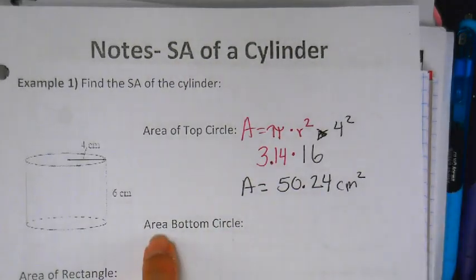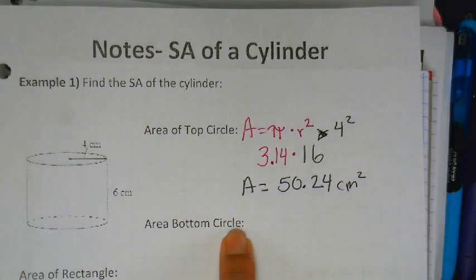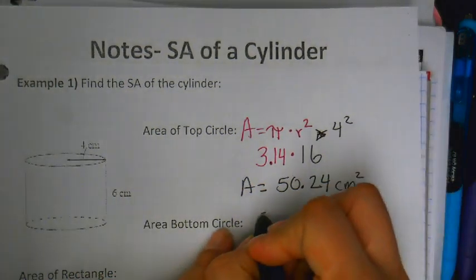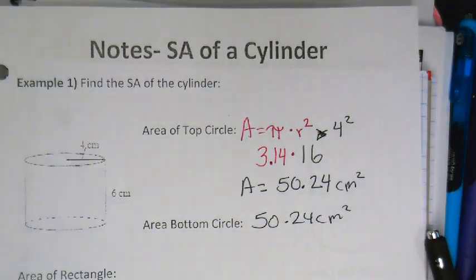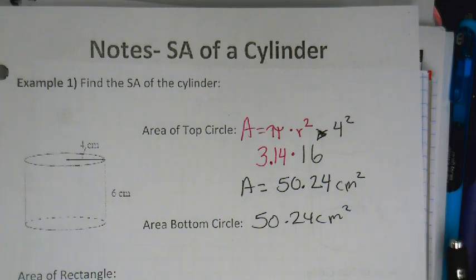So what's the area of the bottom circle? Same thing, right? So the circles are the same. Think of a can of corn. Have you ever opened up a can of corn, or a can of green beans or whatever? Isn't the top and the bottom the same? Yeah. So the top circle is the same thing as the bottom circle.